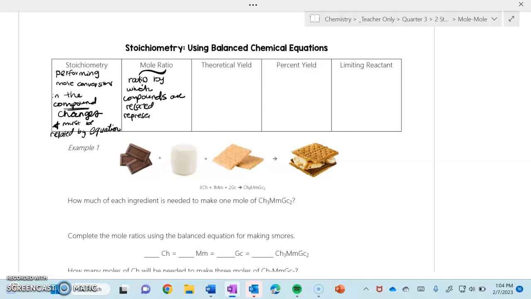So our ratio is represented by those coefficients in a balanced equation. We can use a mole ratio as our fourth and final conversion factor for this unit. Just like I said before, molar mass, molar volume, and Avogadro's number are our other three. And mole ratio is our fourth and final mole conversion factor.